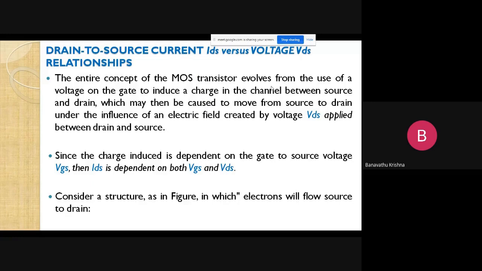Drain to source current, IDS versus VDS relationship. Let us see what we discussed now. That will be considered here.